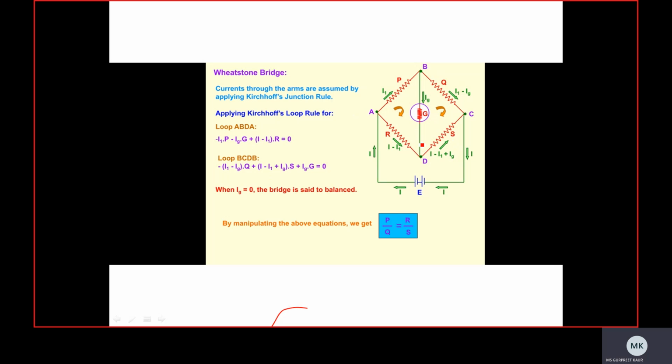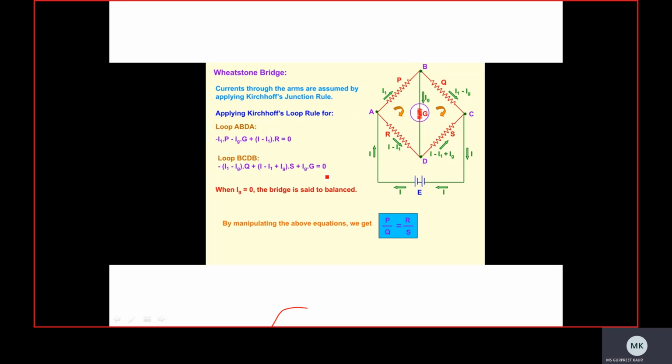And you are moving from D to B, current Ig is from B to D, that is, opposite. Again there will be rise of potential, that is plus Ig into G. So these are the two equations we have obtained through the two loops by applying Kirchhoff's second rule.